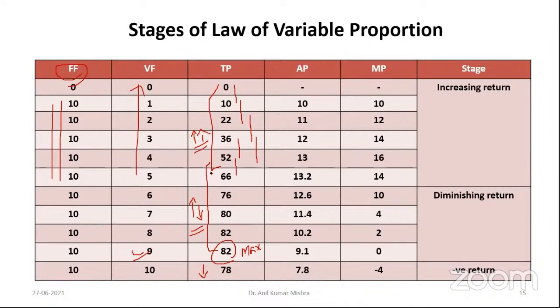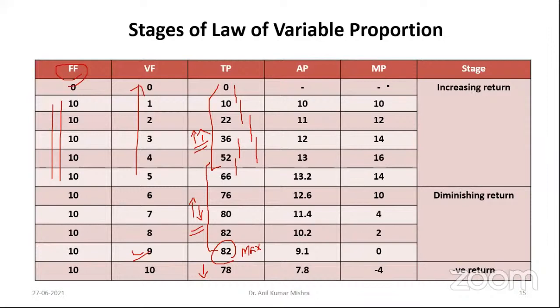So the slope of the total product is called the marginal product. The marginal product reflects how much the total product will increase. The marginal product can be defined as the addition made to the total product by using one more extra unit of the variable factor. When we add one more extra unit of the variable factor, how much the total product increases is represented by the marginal product.